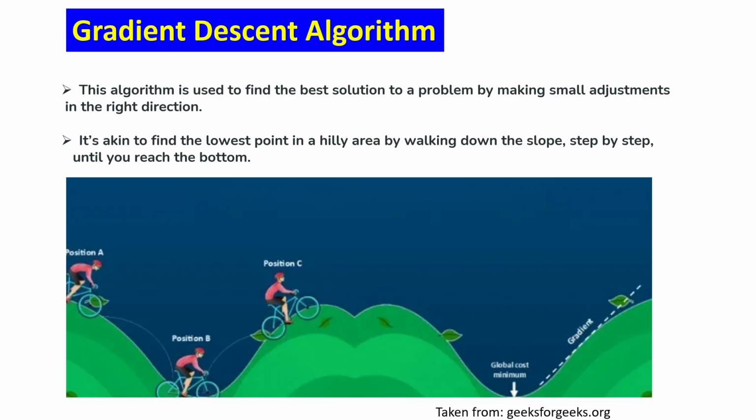Let us talk about a hill, and we want to find the lowest point of the hill by walking down the slope step by step. When you are at the top of the hill, you can't see exactly where the lowest point is. So, you always take the path down the slope. Now, you have different pathways to reach that lowest point, and you need to take the best path, the path which will lead to the lowest point, as well as the path which will be steepest, so that you can reach it as quickly as possible.